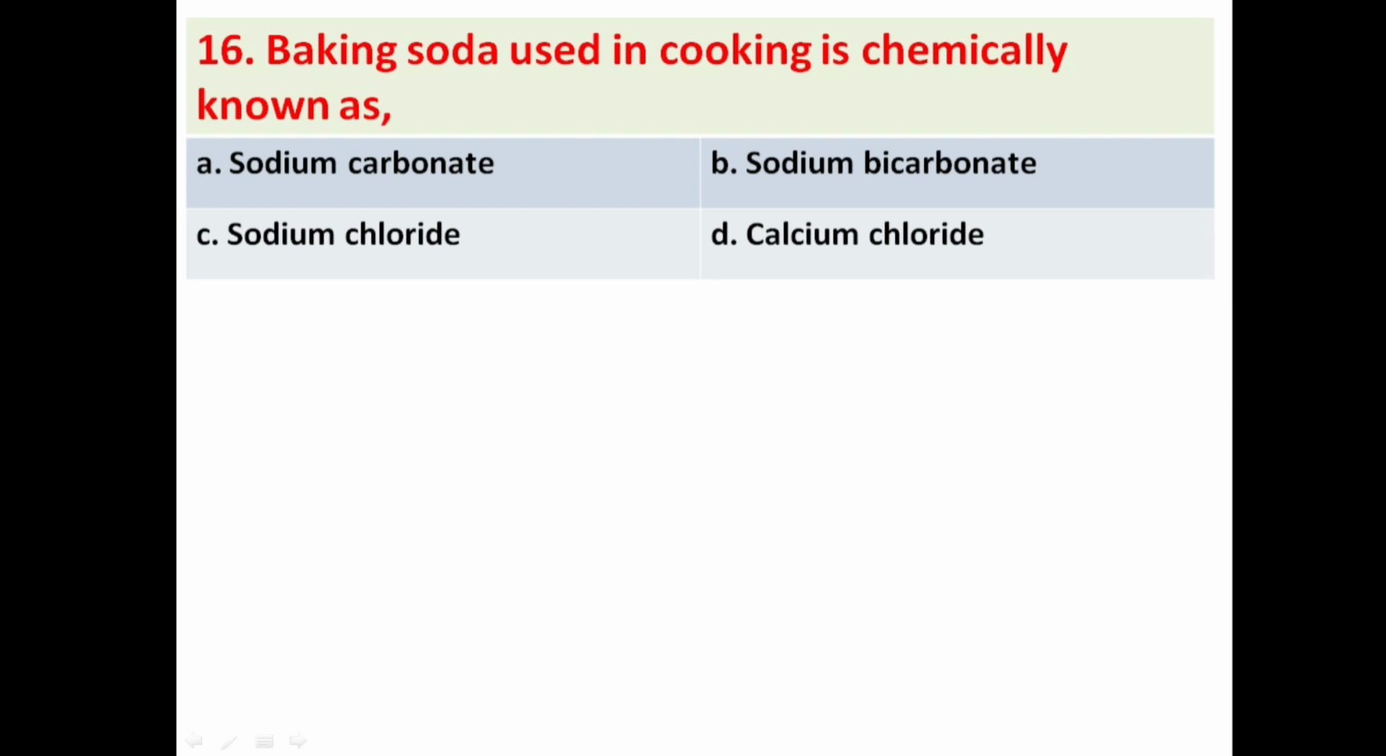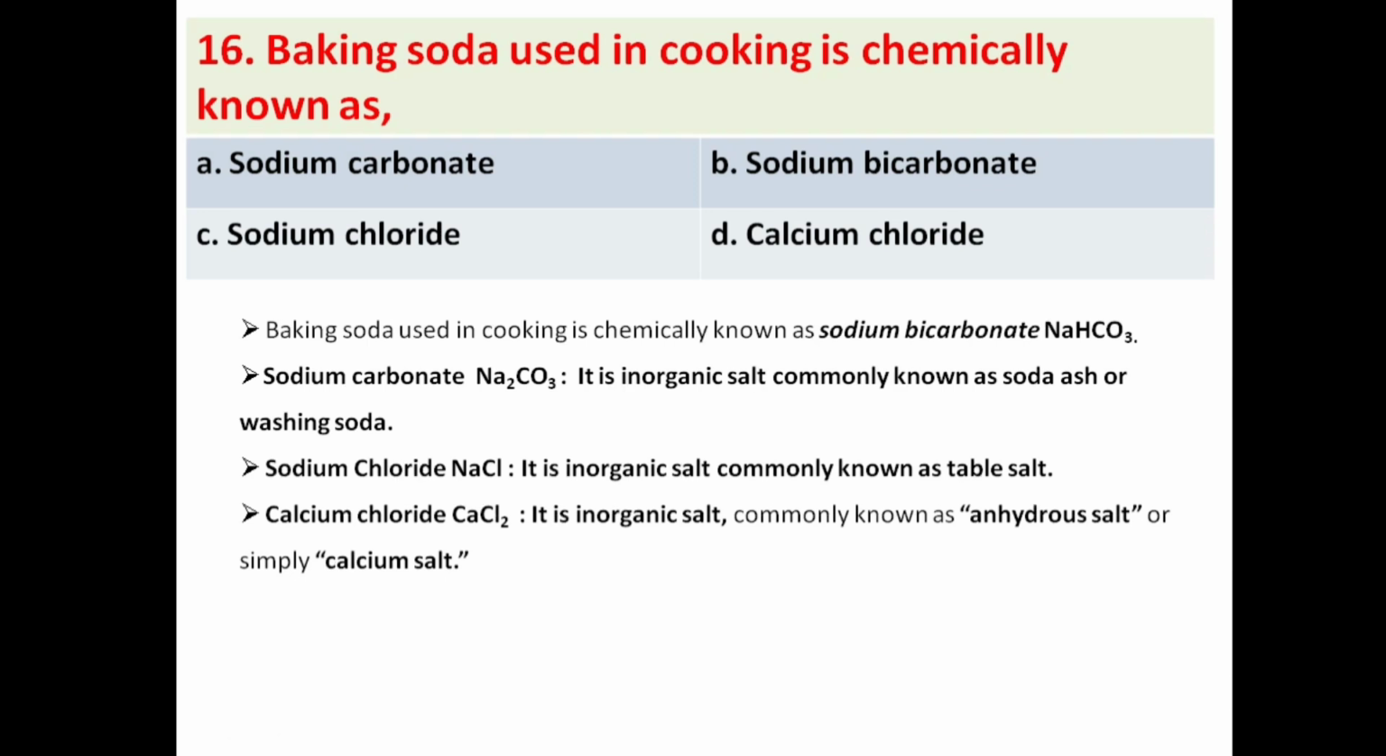Next question is, baking soda used in cooking is chemically known as? Option A, sodium carbonate, B, sodium bicarbonate, C, sodium chloride, and D, calcium chloride. Baking soda which is used in cooking is chemically known as sodium bicarbonate, that is NaHCO3. It is also called sodium hydrogen carbonate.